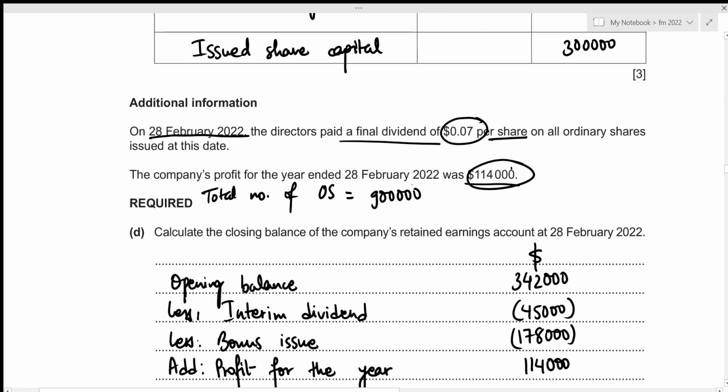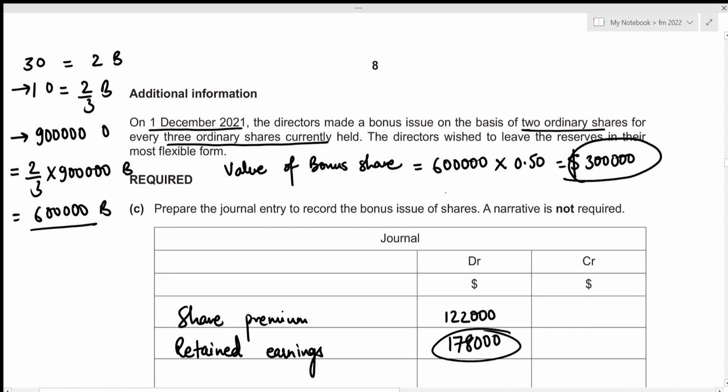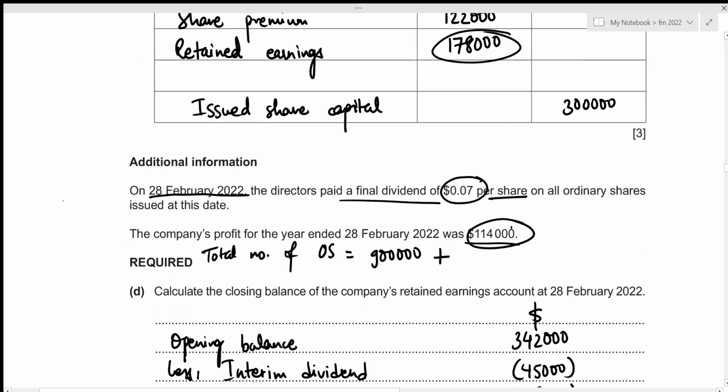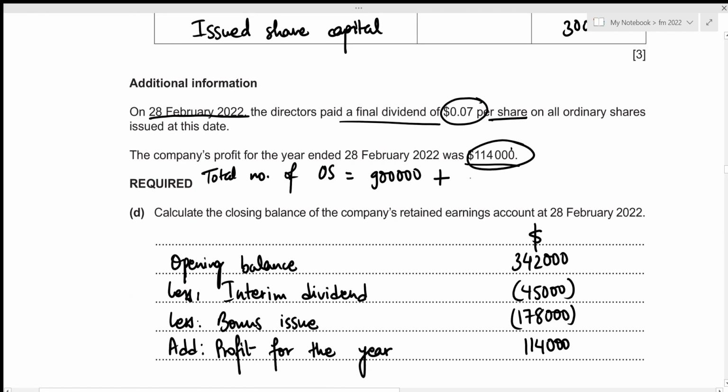And then we issued bonus shares, which means that that obviously increases the number of ordinary shares as well, right? So we need to add that number. And we already figured out that the number of bonus shares issued was 600,000. So let's add it. And this gives the total number of ordinary shares to be 900,000 plus 600,000, which results in 1,500,000.